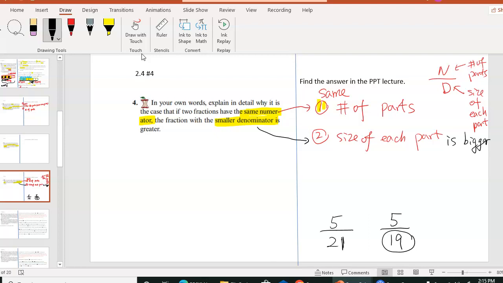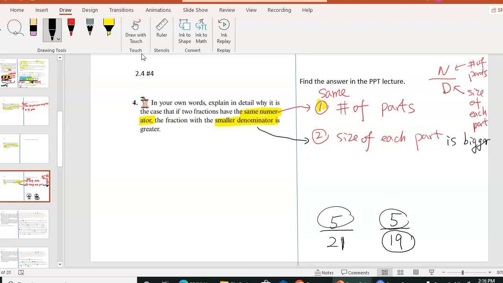Okay, in terms of pizza, let's say 5 pizzas is like 30 slices, 30 parts. If 19 students share 30 slices, definitely everybody's going to get more. But if 21 people share, everybody's going to get less. Okay, so now that's why.